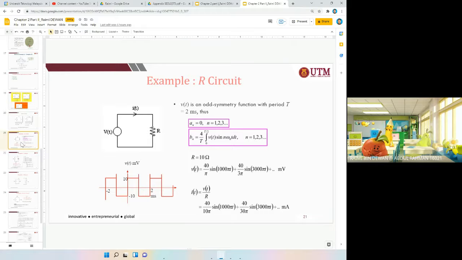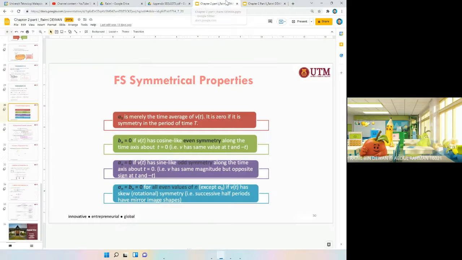So now we go to these examples. We go for this example, RL circuits. Before we go to this, we need to refresh a bit from the previous lecture, which is chapter 2 part 1.